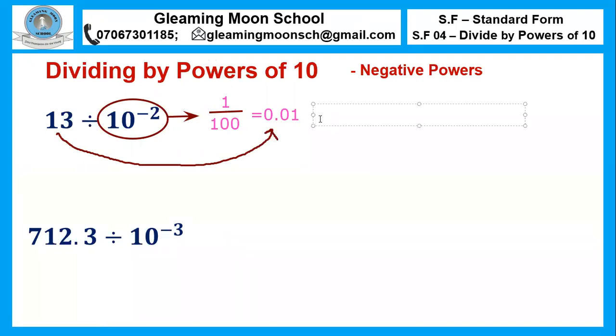So that's basically what we have: 13 divided by 0.01. Now we will use our long division method to work it out. So you draw your line and draw your line.